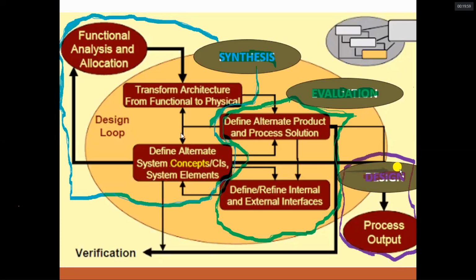Okay, the arrows here are confusing because actually once you design an alternate, you have to go back, and it's just like a cyclic process.